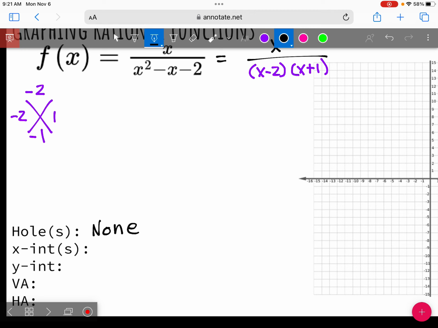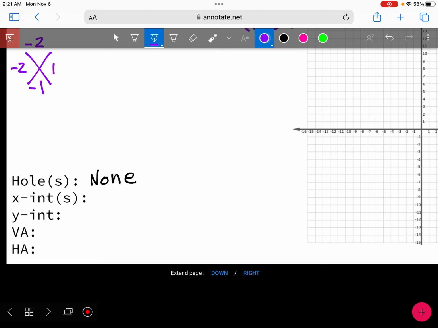All right, x-intercept, solution of the numerator. Where do we have an x-intercept? 0, 0 is an x-intercept.